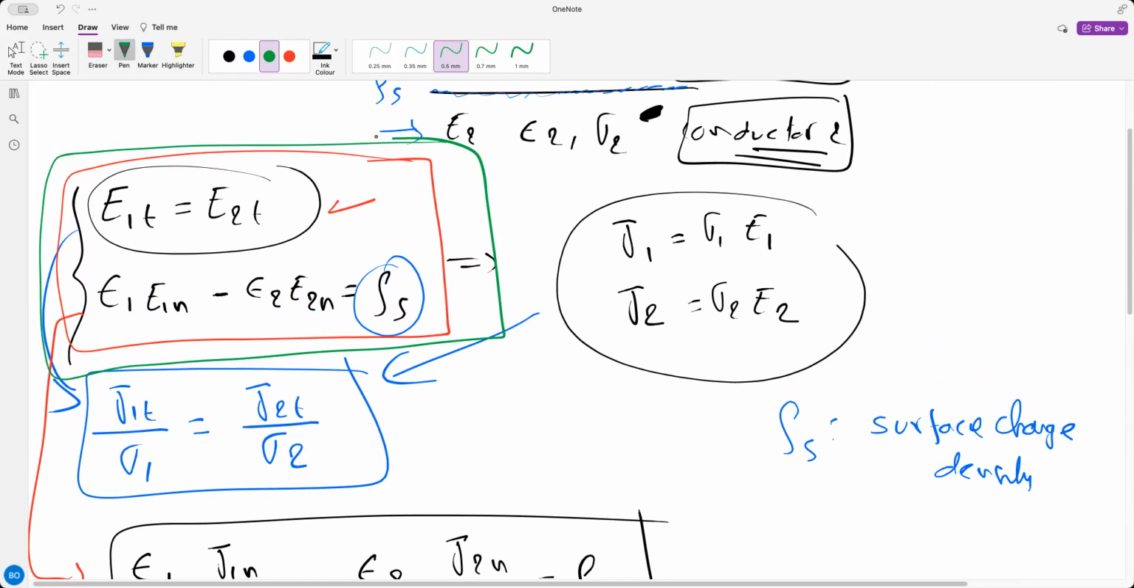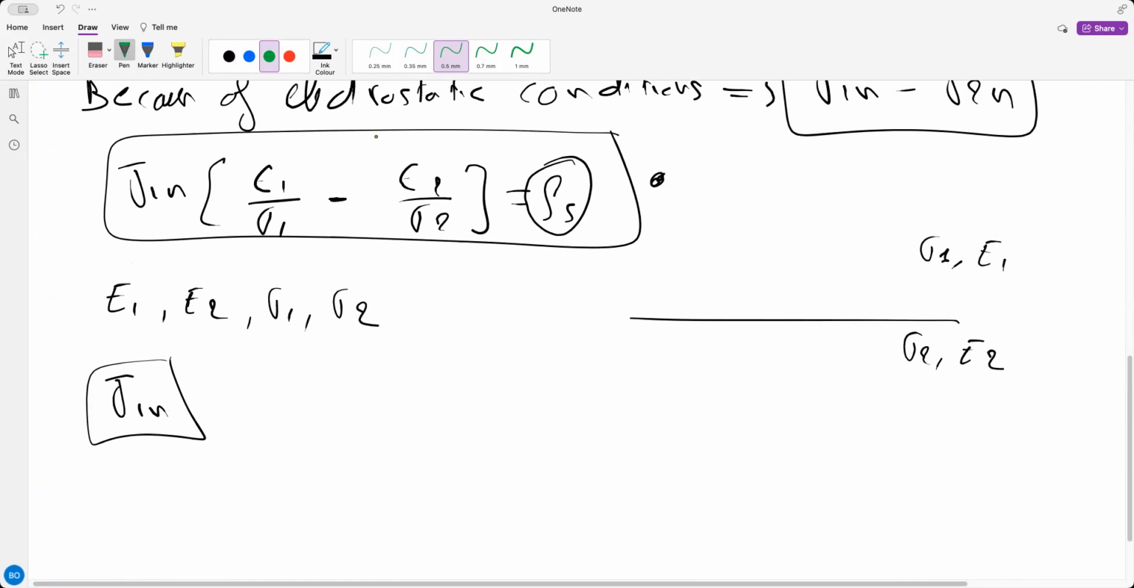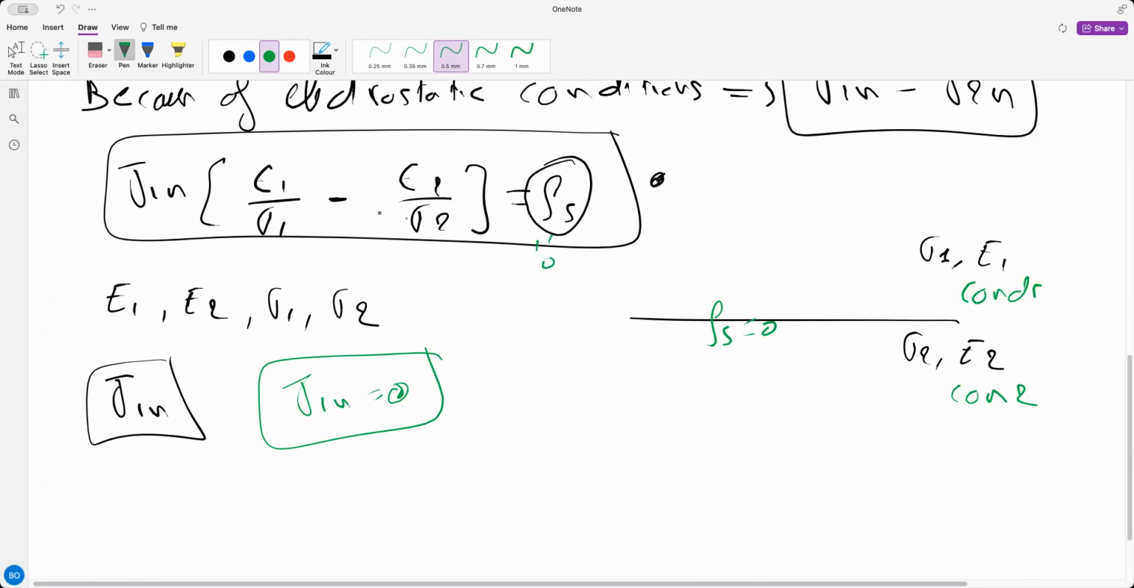For example, sometimes I might give you two poor conductors here, conductor number 1 and conductor number 2. But I might tell you, like I gave in the example, that for simplicity there is no surface charge density here. If there is no surface charge density, of course, J1n will be equal to 0.